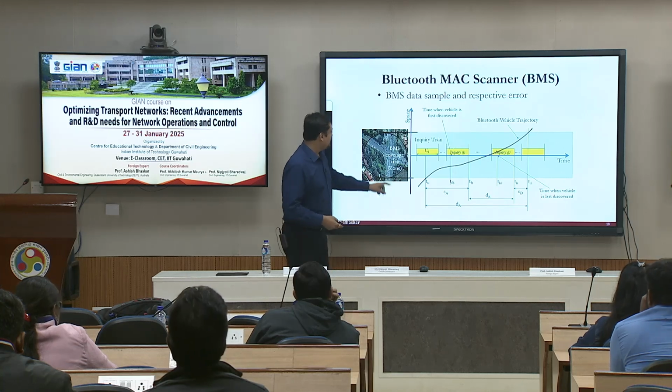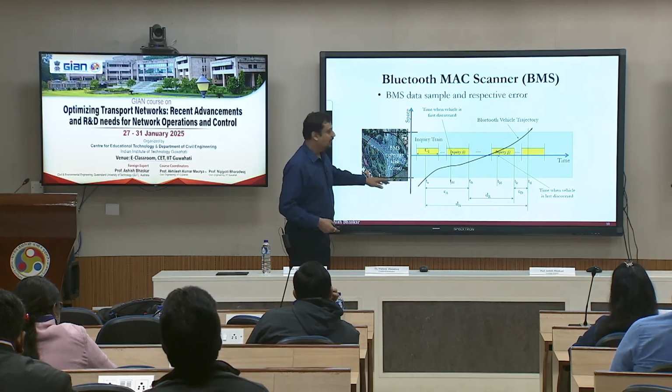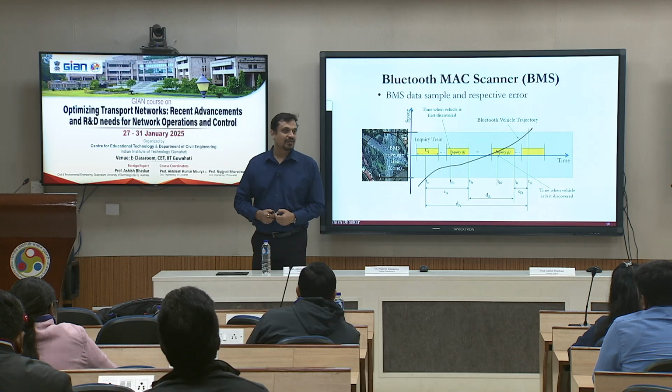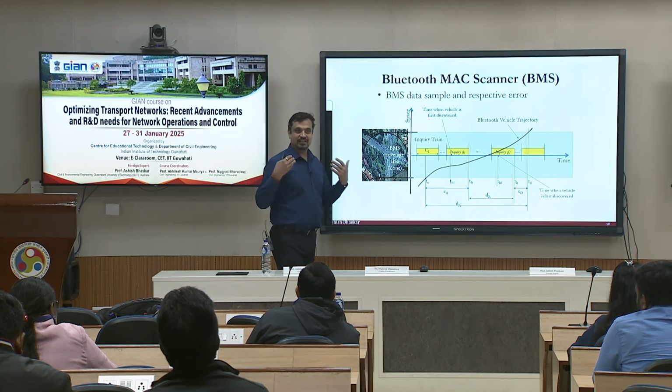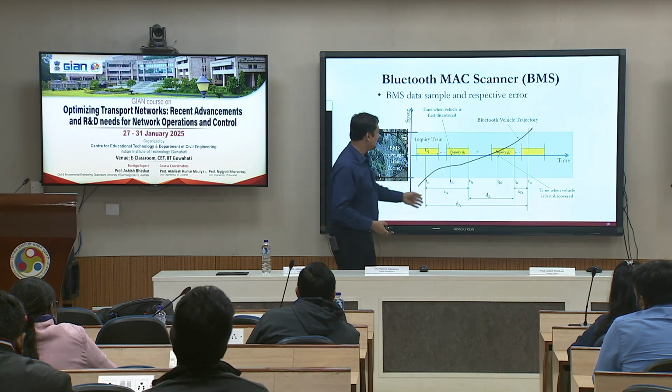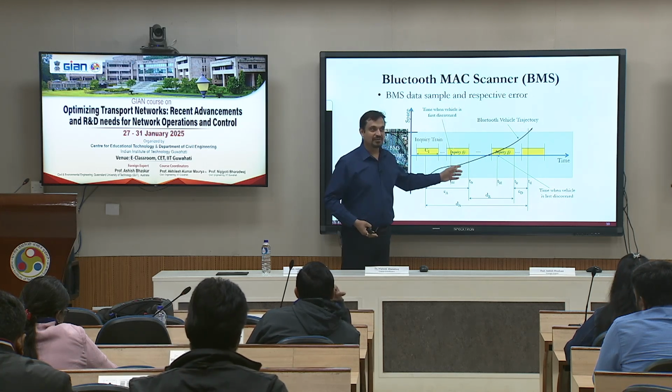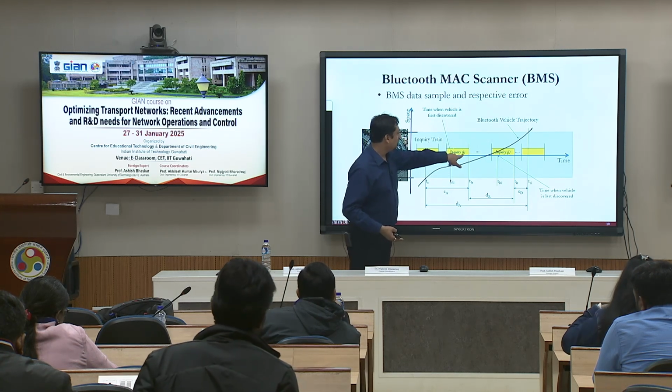So now imagine this is a scan zone. The x-axis is the time, the y-axis is the space. The reason I spend so much time on time-space is that a lot of my discussions use time-space. Imagine this is a trajectory of one of the Bluetooth vehicles, and this is my scan zone, and the time TA is the time when the vehicle has just entered the scan zone. But you will not be observing it straight away. It might take some time for observation. Let's say time TFD is the first time when the vehicle was discovered, and that was in an inquiry train.